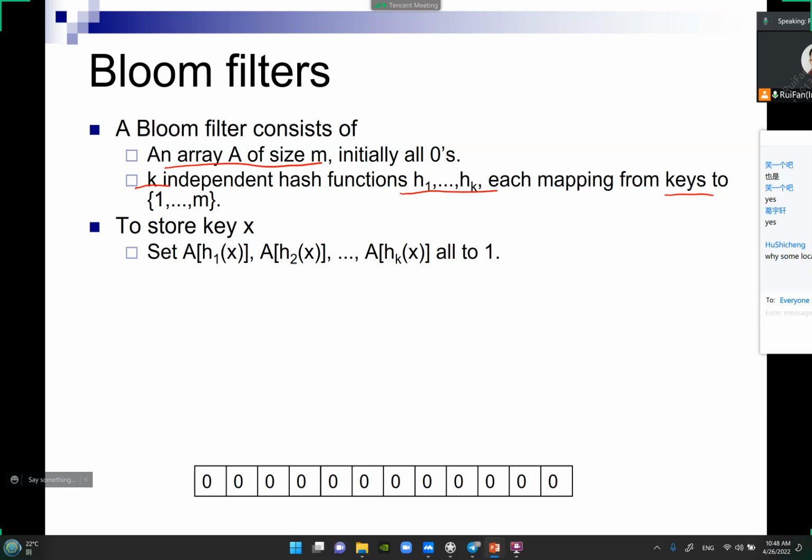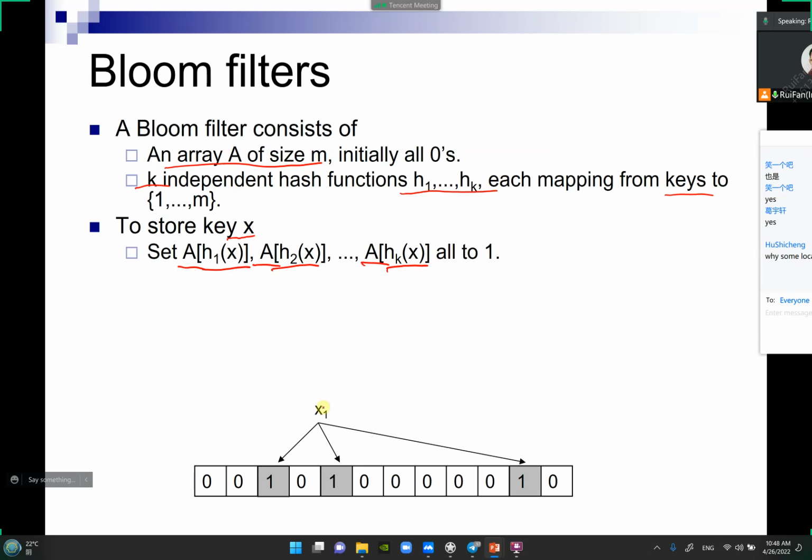Now if you want to store a key x, what you do is apply all your hash functions to x. Each of these hash functions is going to produce an array location, and then you simply set that array location to be 1. Each array location is either 0 or 1, and initially they're all zeros. So when you want to store this key, you find a bunch of these array locations, and you set all of them to 1.